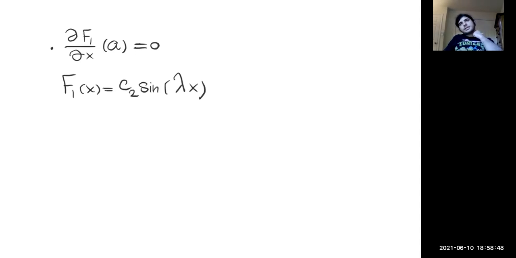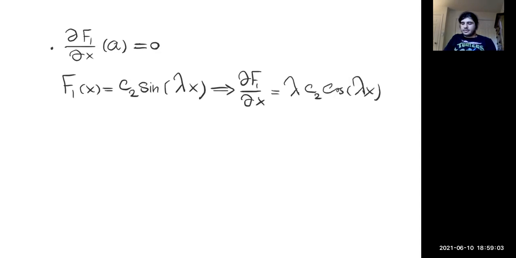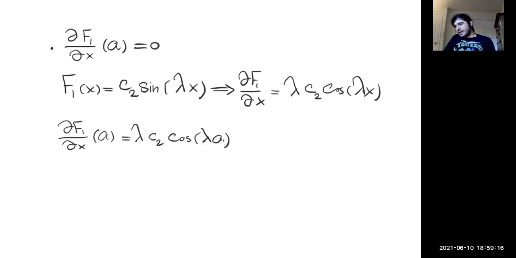But let's compute this derivative of f1 with respect to x. What is it? The derivative of f1 with respect to x is equal to lambda C2 cosine of lambda x. What is it at the point a? The derivative of f1 with respect to x at the point a is equal to lambda C2 cosine of lambda a. This should be equal to 0, right?